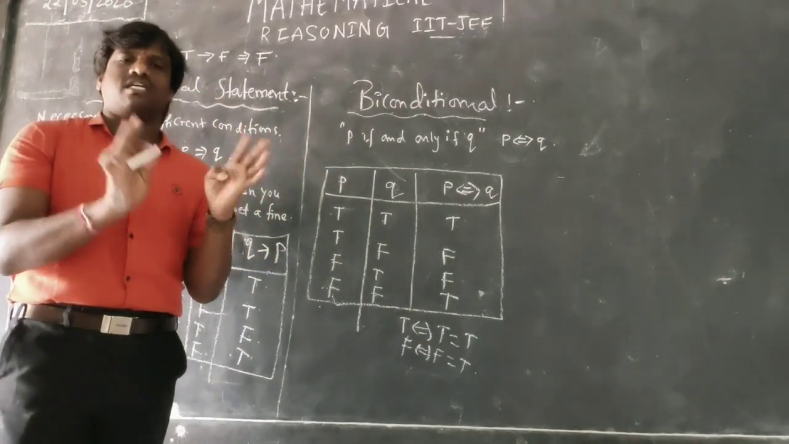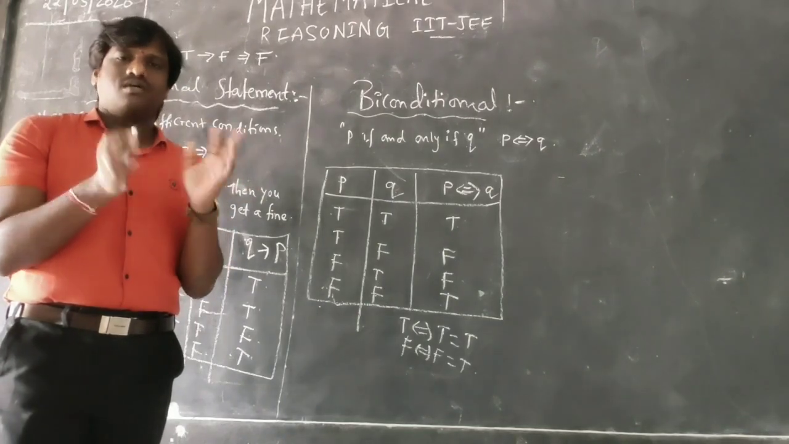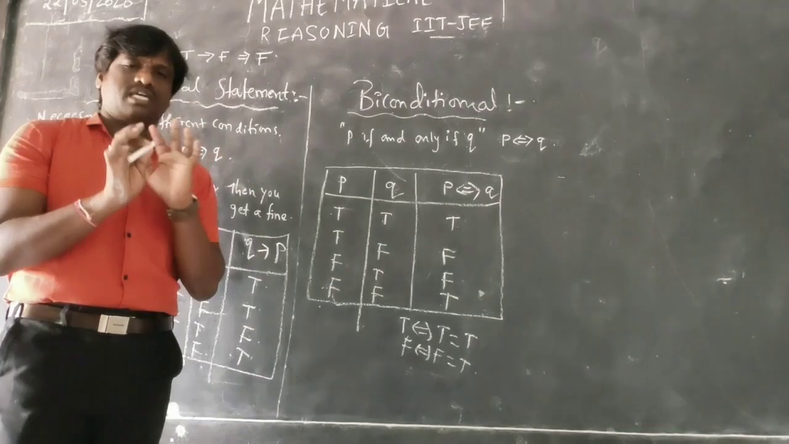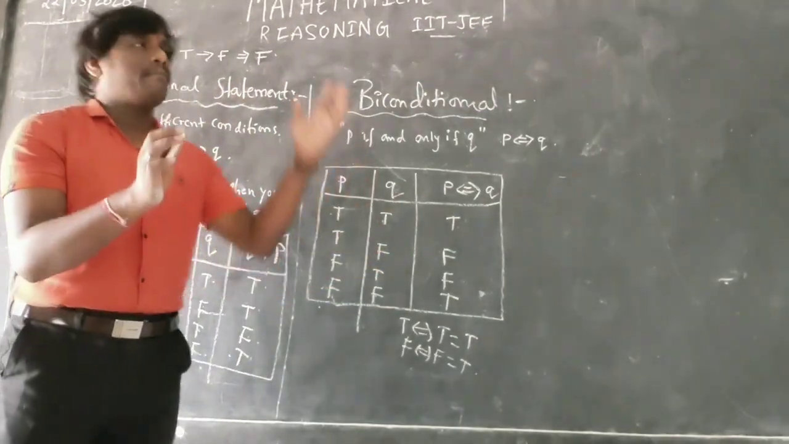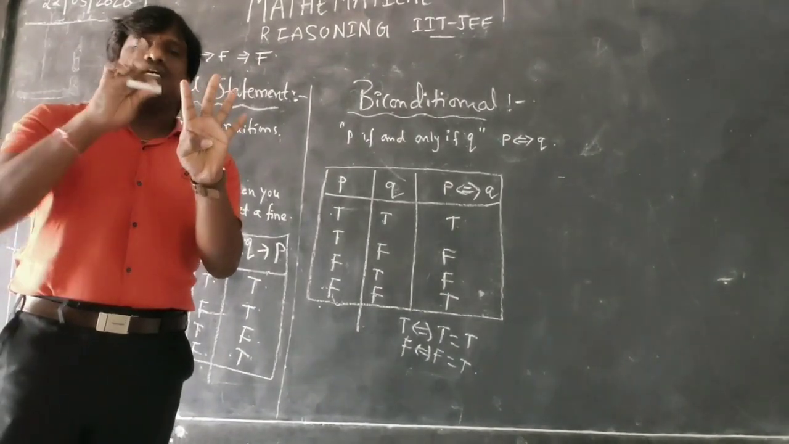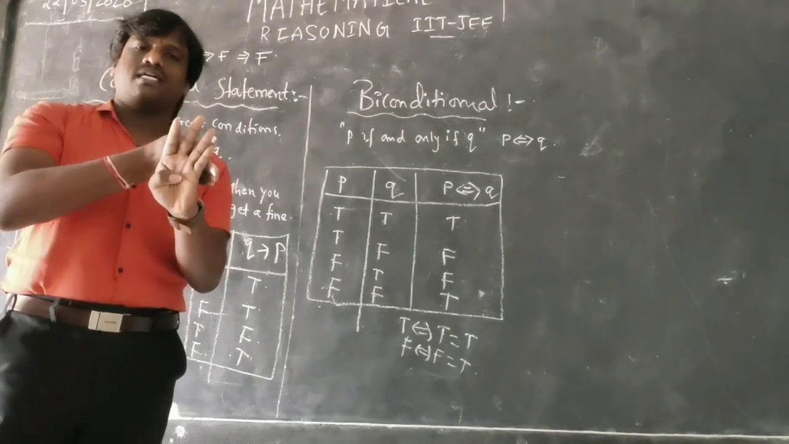There is one more thing, tautology and contrapositive. I will explain that, what a tautology is and what a contrapositive is. But the main things in JEE Mains mathematical reasoning are these four tables: conjunction, disjunction, conditional, biconditional.